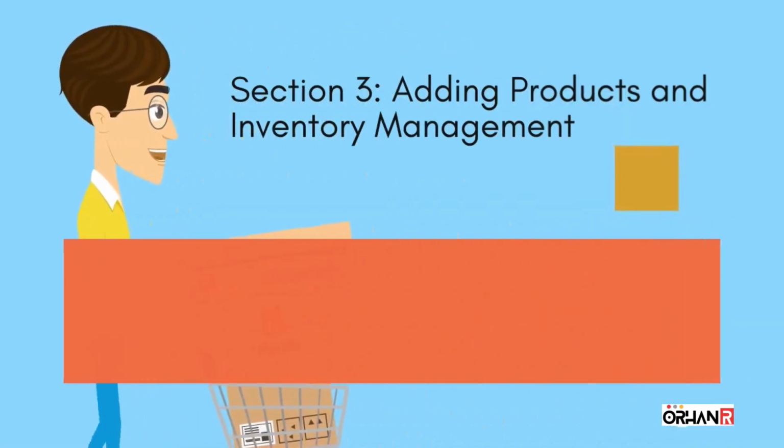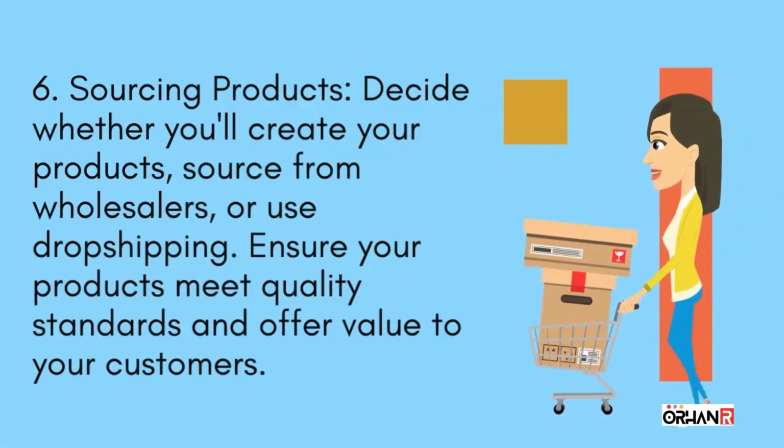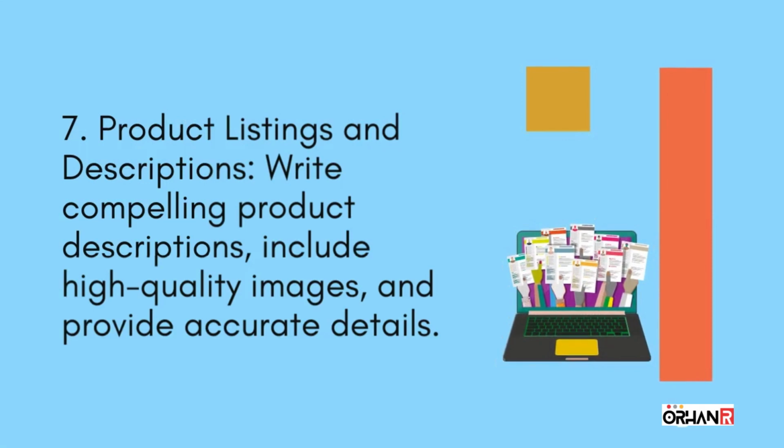Section 3. Adding products and inventory management. 6. Sourcing products. Decide whether you'll create your products, source from wholesalers, or use dropshipping. Ensure your products meet quality standards and offer value to your customers. 7. Product listings and descriptions. Write compelling product descriptions, include high-quality images, and provide accurate details.